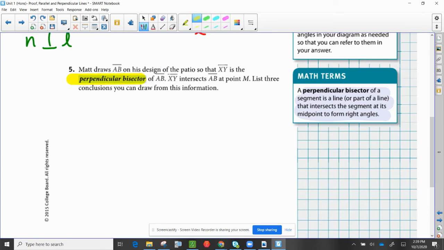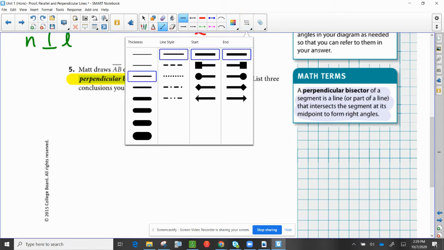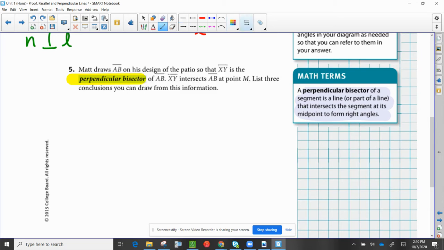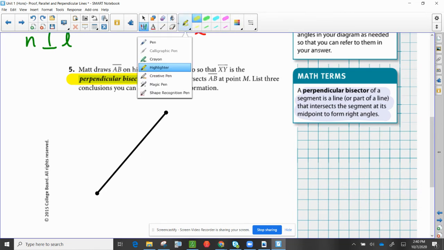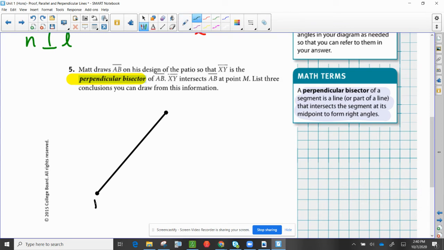A perpendicular bisector of a segment is a line or part of a line that intersects the segment at its midpoint to form right angles. So again, a little wordy of a definition, so let's break this down. They're saying that Matt draws AB, so he's going to draw a segment AB. So let's draw that really quick, labeling this AB.